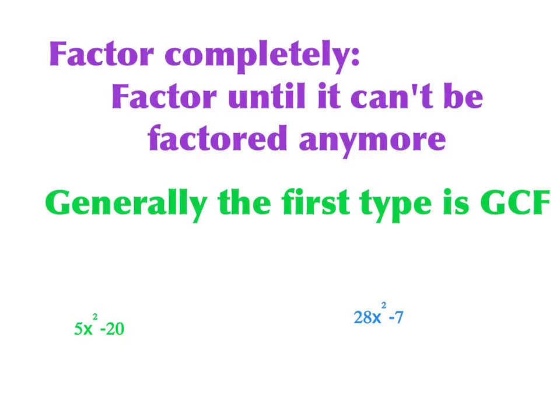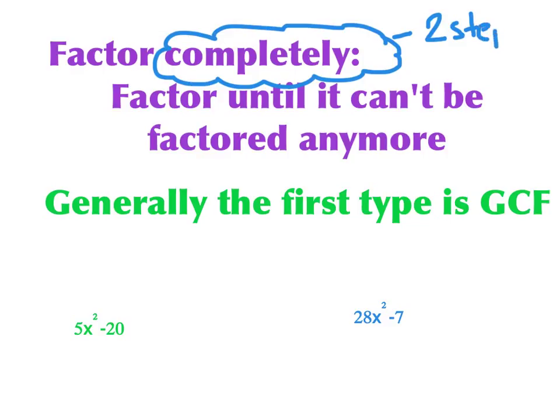Our last group is called factoring completely. So again, let's title that nicely. Factor until it can't be factored anymore. And the word completely is the big hint there. Just keep factoring until it can't be done anymore. Usually means there's at least 2 steps. Sometimes more, but at least 2. So another rule of thumb is generally the first term is a GCF.